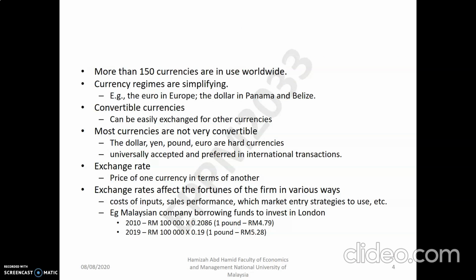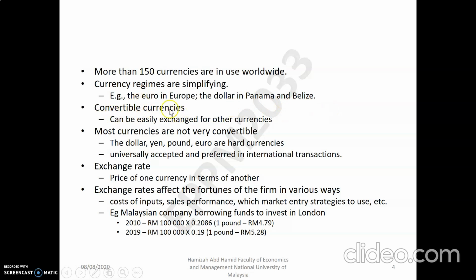So currently there are more than 150 currencies being used worldwide, although the currency regimes are quite simplifying. If you go to Europe, in the last few years, they are not using different currencies in different countries. Most of the countries are using the euro. Some countries use the US dollar as their main currency. Even Cambodia is using the US dollar.